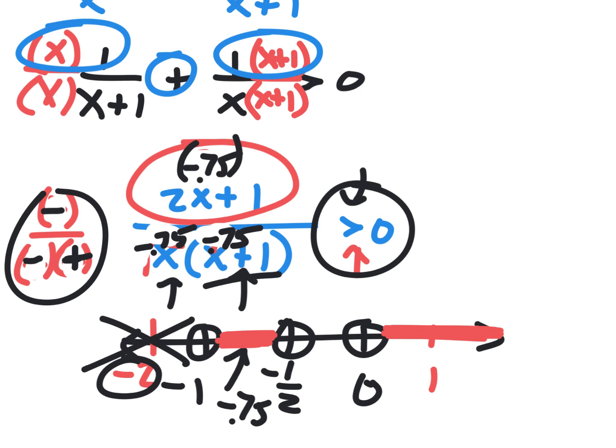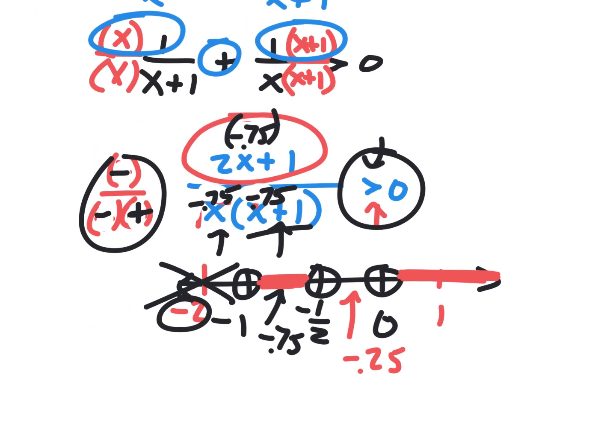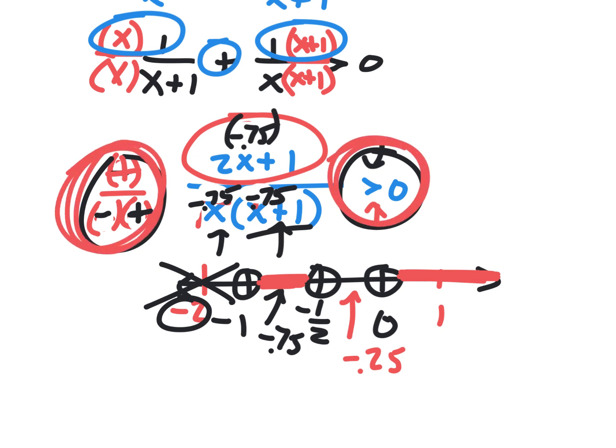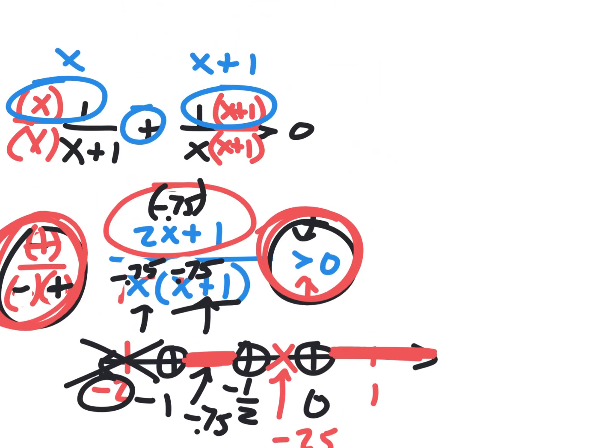Last thing I have to check is something small, like between 0 and -0.5, like negative 0.25. In my head, I can do this quick, and I come out with positive, negative, positive. That comes out negative. That's not bigger than 0, so it doesn't work in there. Okay, there's your final answer. This is intense.